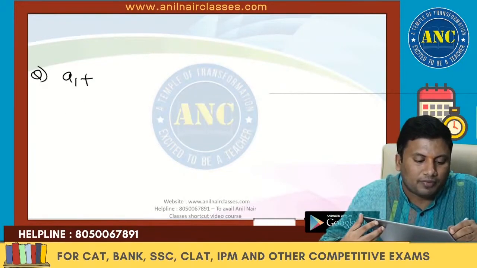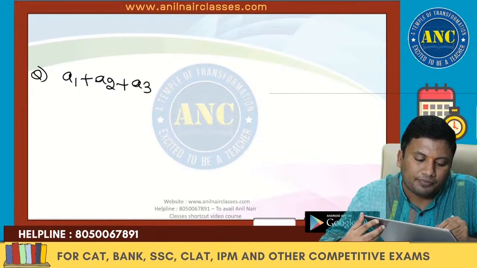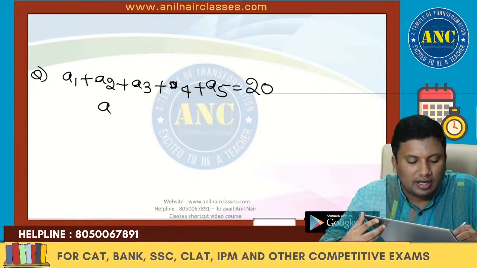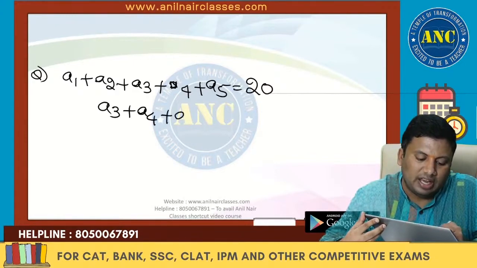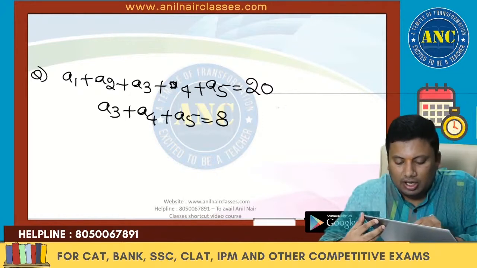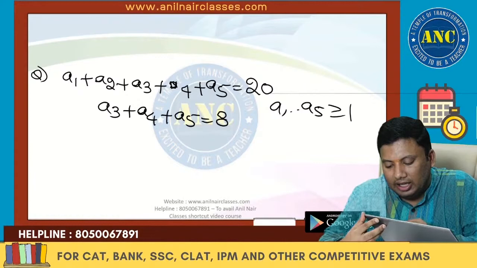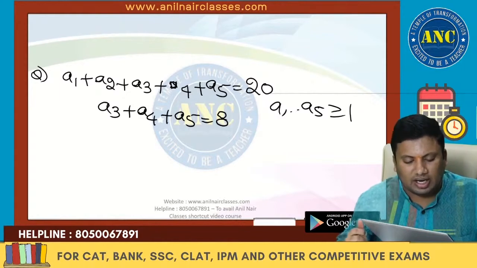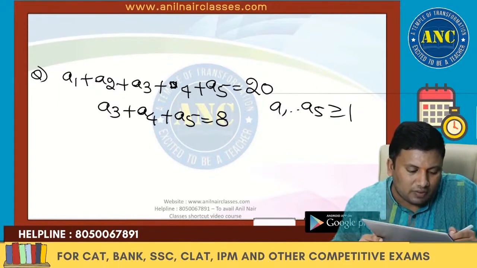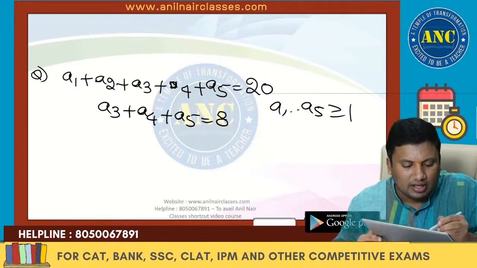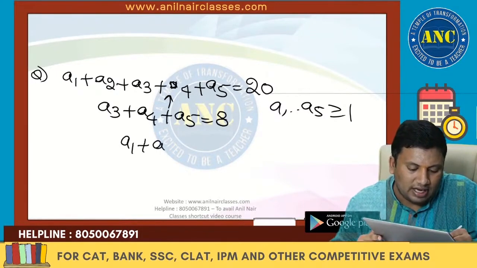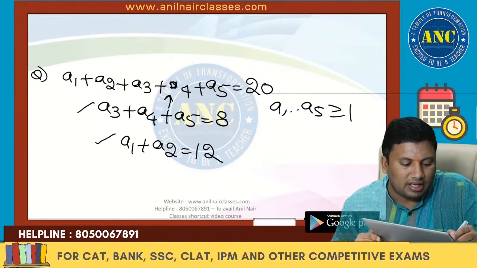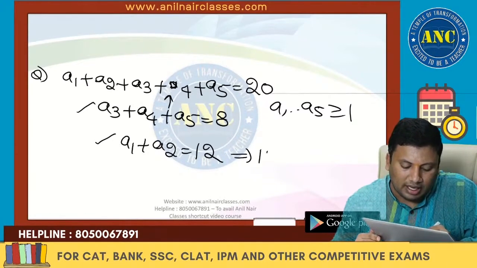Next one, another model. A1 plus A2 plus A3 plus A4 plus A5 is 20. A3 plus A4 plus A5 is 8. A1 to A5 are all greater than or equivalent to 1. Find the number of natural number solutions. Natural numbers, right, all are starting with 1. These are two equations. The first equation contains the second equation's variables. Substitute that value. A1 plus A2 is nothing but 12. Are you all with me? So if it is 12, this is one variable, this is another variable. Right? 12 gives the answer 11C1.